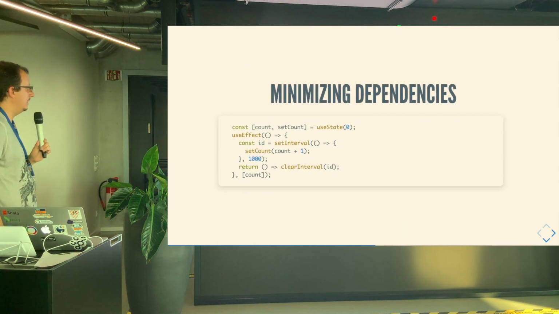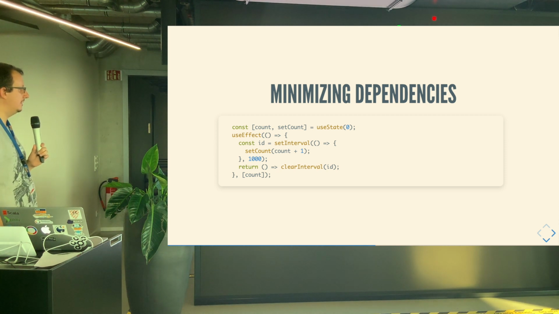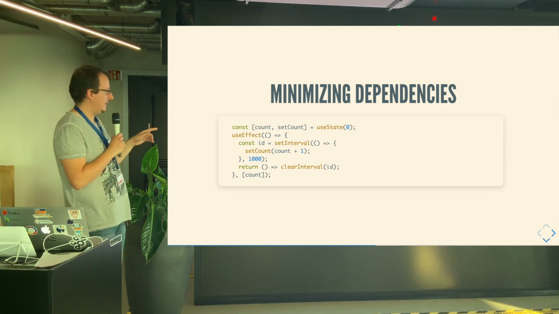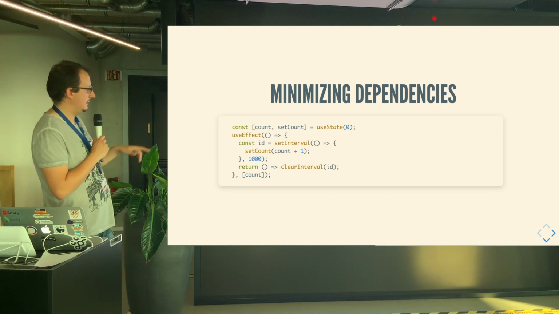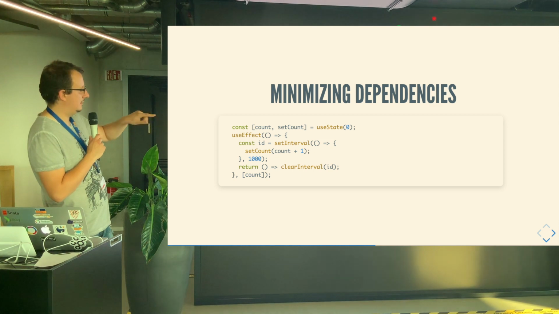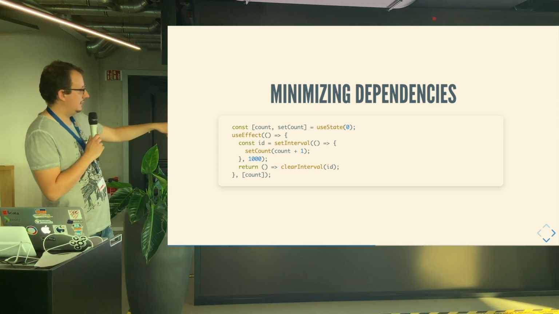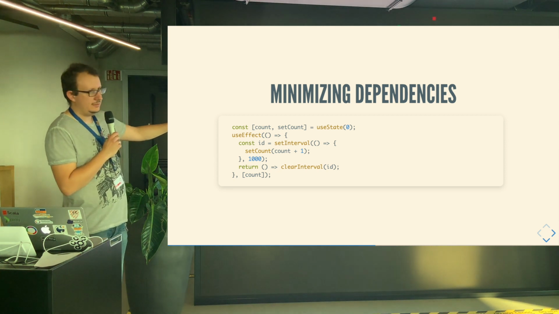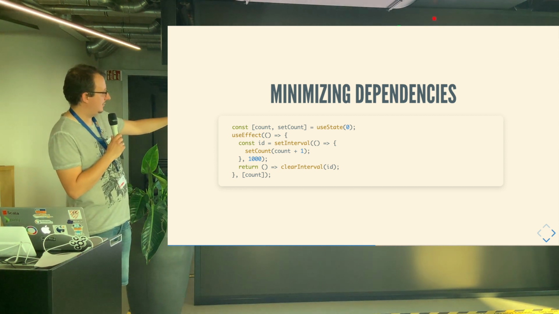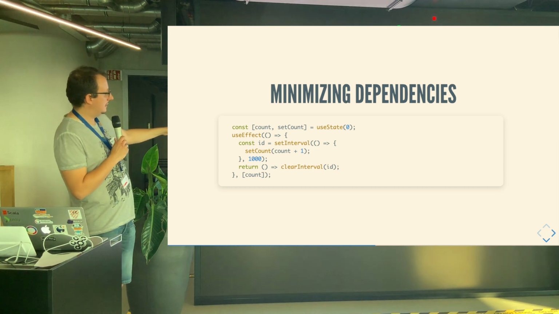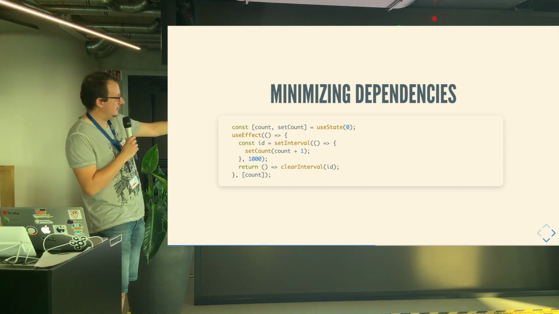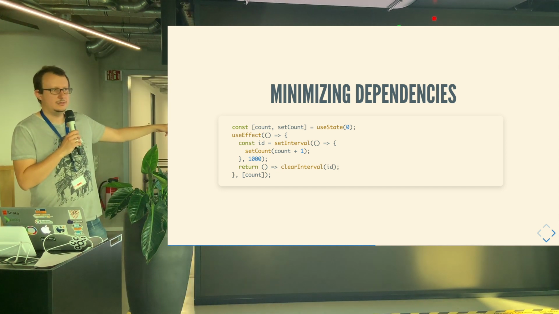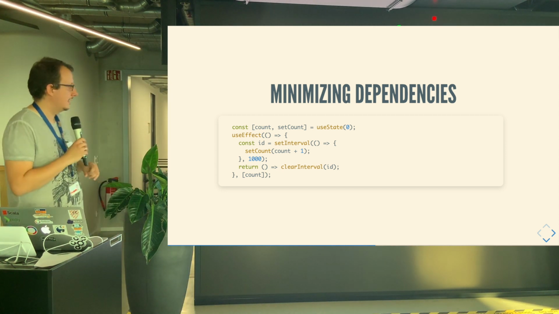So I told you about minimizing the dependencies. Let's see what we have here. We have an effect which creates an interval which increments the counter every second. And for the increment, we set the value directly. So this effect is actually depending on the count, because the count variable is used inside the effect. Is it clear to everyone? Good. I see some nods.